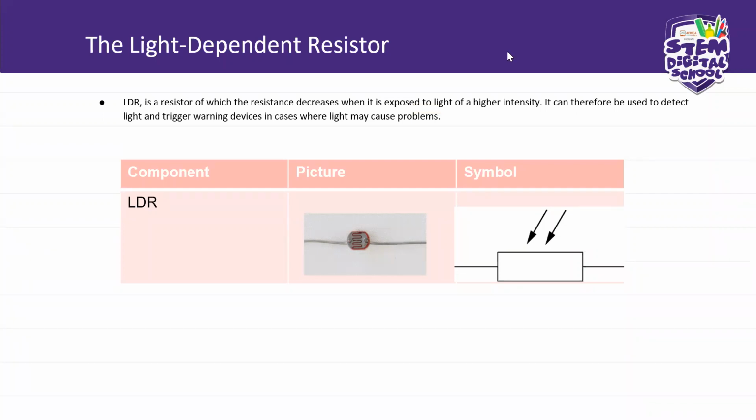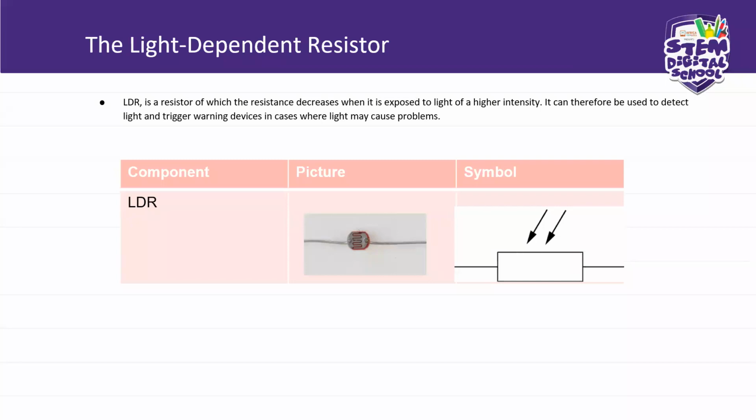So, can you see my screen? Okay, thank you. So, this is how you draw your LDR. It is a light-dependent resistor.